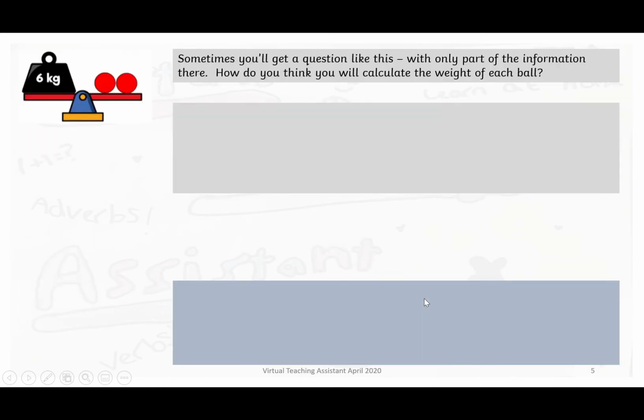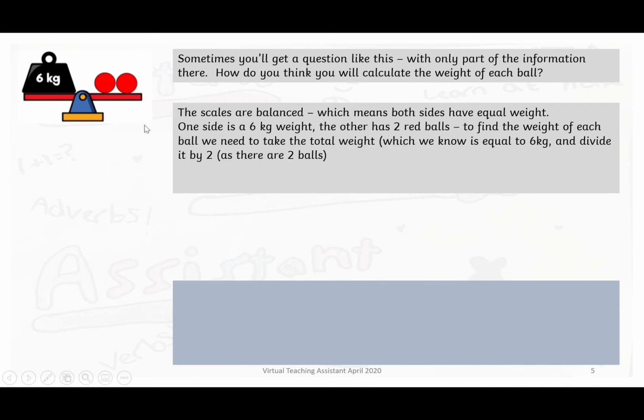Now sometimes you'll get a question that gives you only half the information. How do you think you'll calculate the weight of these balls over here? The scales are balanced, which means this over here weighs exactly the same as these over here. So this weight is the same as these two together. It means they're equal. Now, one side is a 6 kilogram weight and the other has 2 red balls.